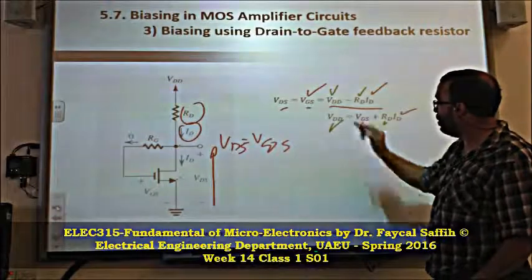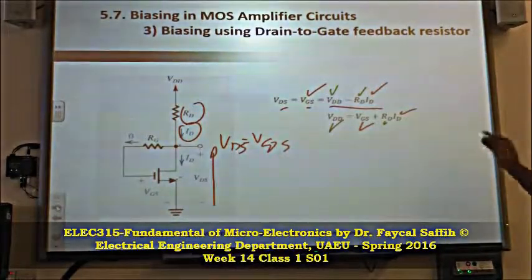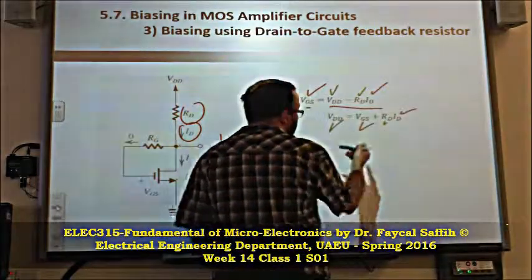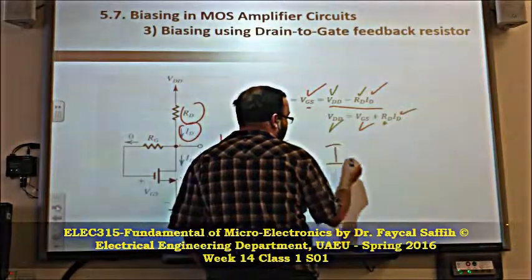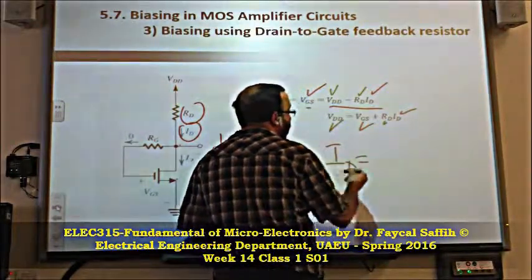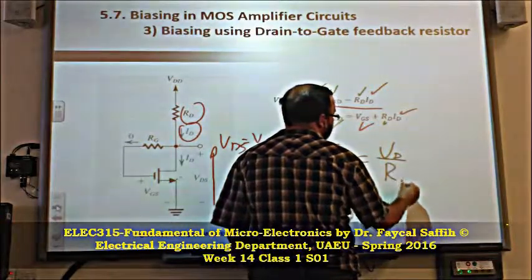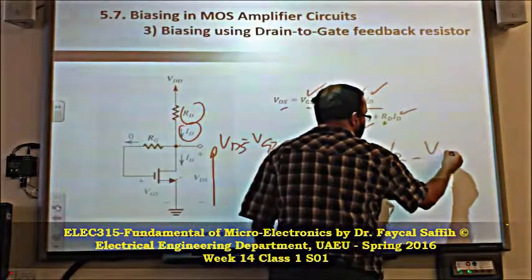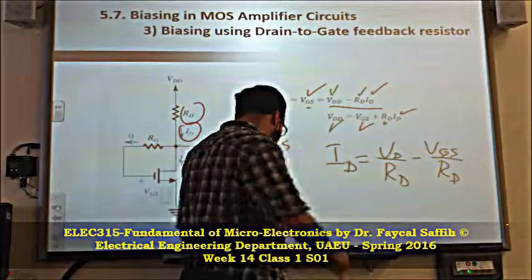Okay, and this is also constant. Very good, excellent. So what does it mean? It's the same story like we did last time. So ID, I can write it. We come from here. You can write ID. I will choose the red one. ID is gonna be equal to what? VDD over RD. Yes or no? VDD over RD minus VGS over what? Over RD. Very good.